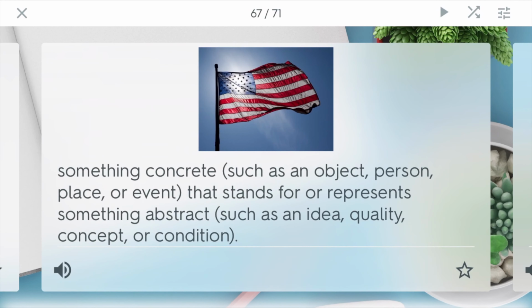A symbol is something concrete, such as an object, person, place, or event, that stands for or represents something abstract, such as an idea, quality, concept, or condition. Plastic has been a symbol of consumerism.